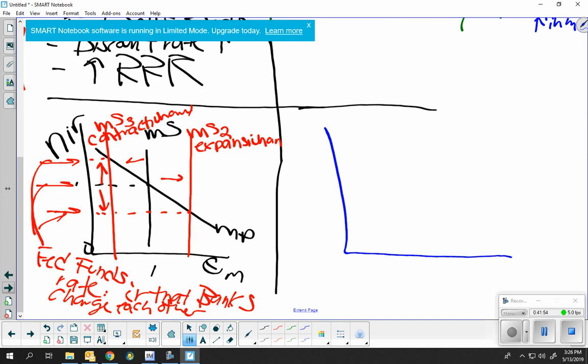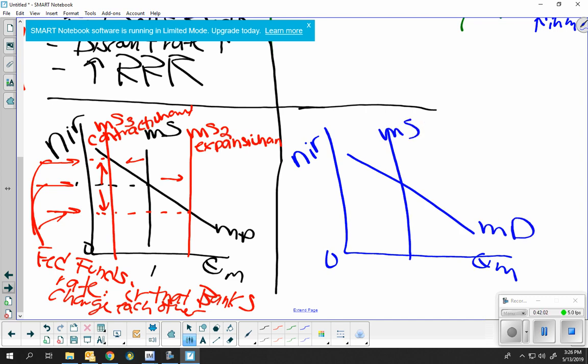I'm gonna draw it down here. Here we have the same graphic: nominal interest rates, quantity of money, money demand, and money supply. So, there's a recession. I'm reaching for my wallet less because I'm not buying anything, and so there's less demand for money.